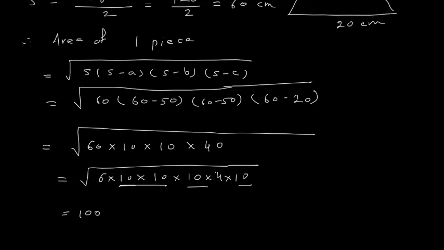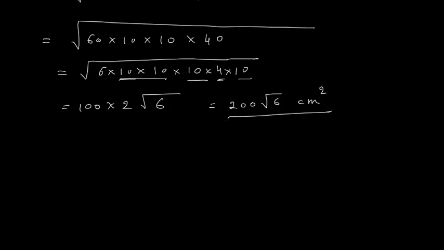Then the square root of 4 is 2, so I will write 2 outside, and here I have root 6. So this becomes 200 root 6 centimeter square. So 200 root 6 centimeter square is the area of one piece.